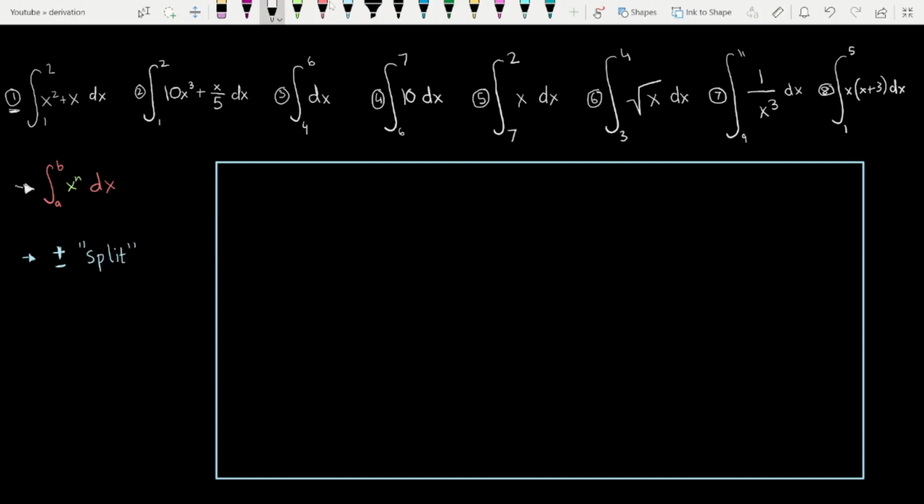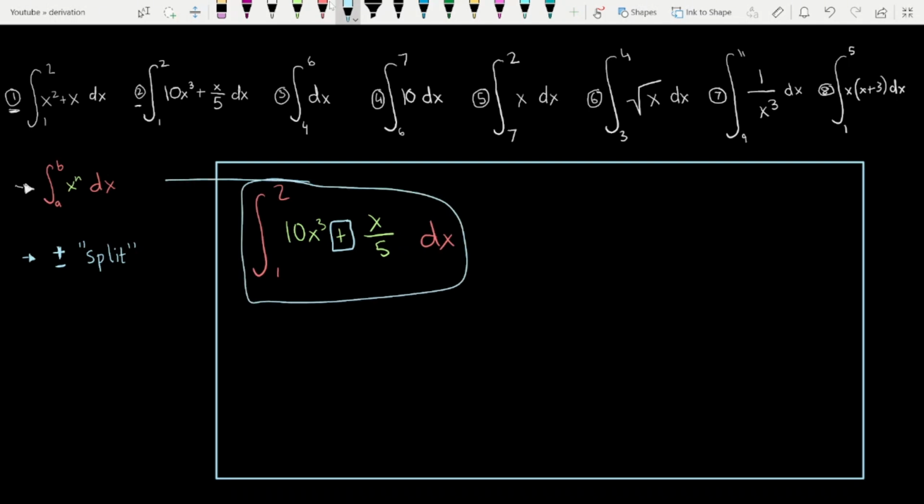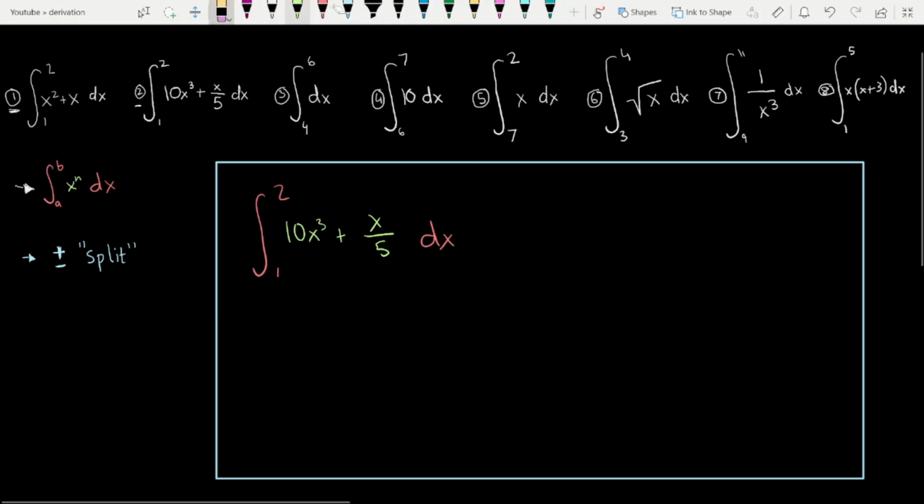Now let's solve the second integral right over here. We're going to try to solve it using the same technique. You can clearly see a plus sign. You're always trying to look for those pluses and those minuses because you're trying to simplify this difficult thing into that thing right over there. So we already see a plus, and what we're going to do is split this integral into two parts. The first part is going to be this, and the second part is going to be this.